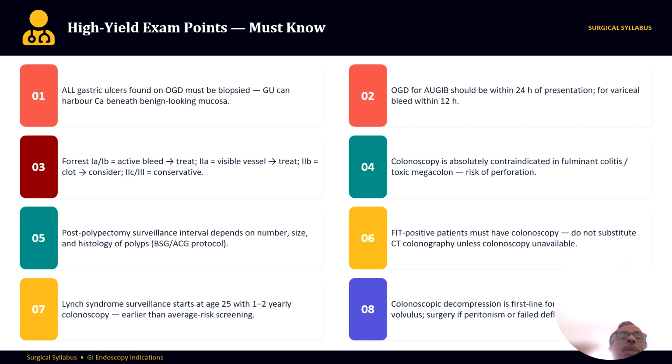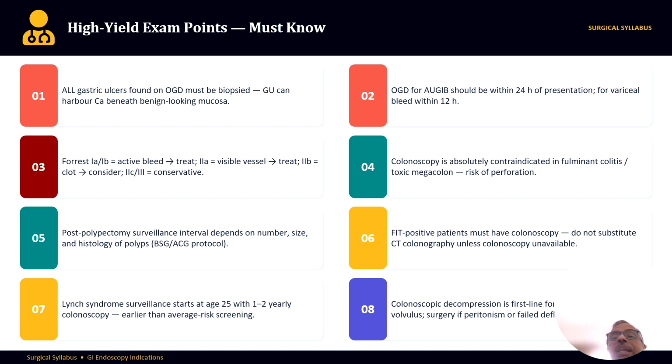Now, just to recap what we have just discussed: all gastric ulcers found on OGDS must be biopsied, because a gastric ulcer can harbor carcinoma beneath a benign looking mucosa. Number two, OGDS for acute upper GI bleed should be done within 24 hours of presentation. For variceal bleed, it should be done within 12 hours of presentation. Forest grade 1A or 1B, suggestive of active bleeding, always treat. Forest grade 2A, visible vessel, treat. Forest grade 2B, a clot, consider conservative management.